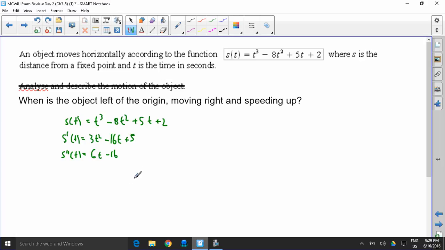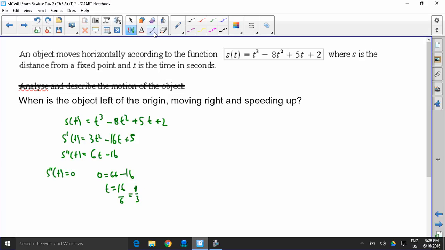Where should we start? Let's start with the bottom one here. Why not? Because it's the easiest. So s double prime at t equals 0 implies this: 16 on the other side divided by 6, t equals 16 over 6, or 8/3.